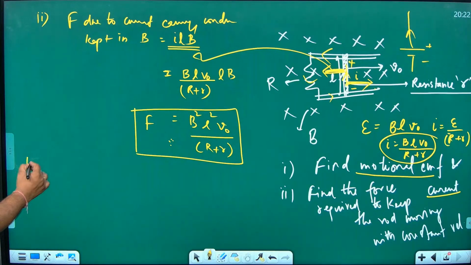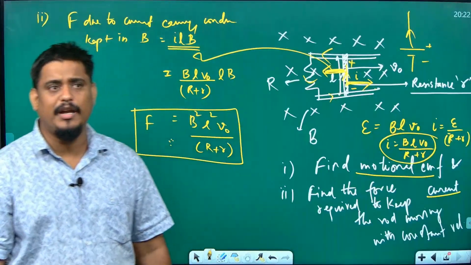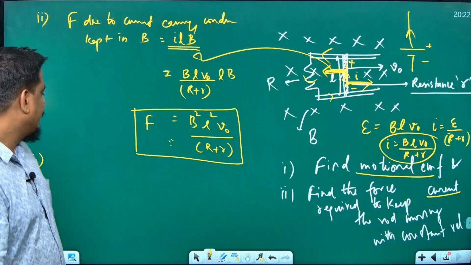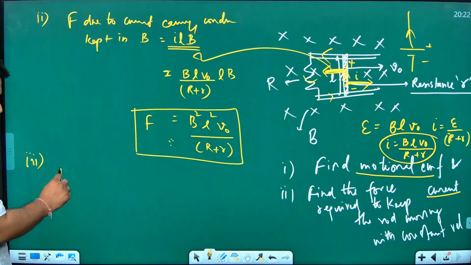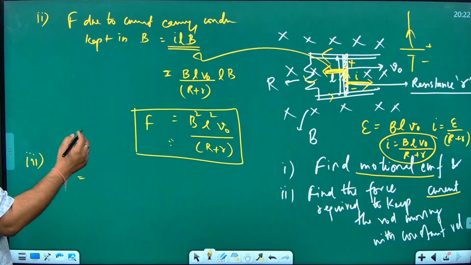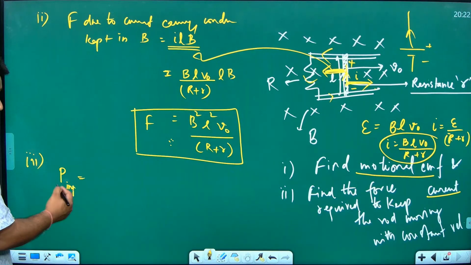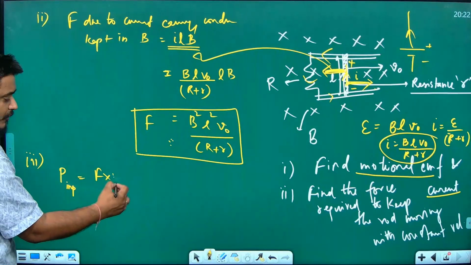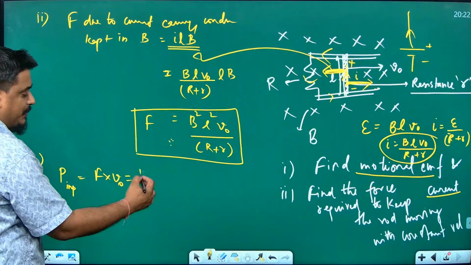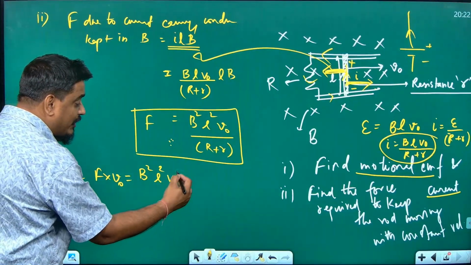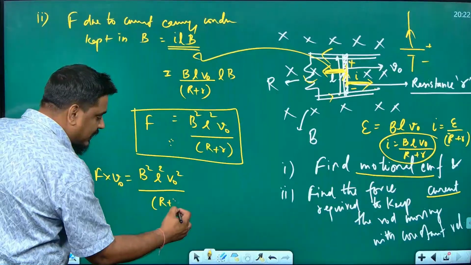Next, the third part of the question. Find the input and output power. What are input and output power? The power formula is force into velocity. The force value we already have, and the velocity value we already have. This will give us the input power. So input power is equal to force into velocity, which is B square L square V naught square by R plus R.